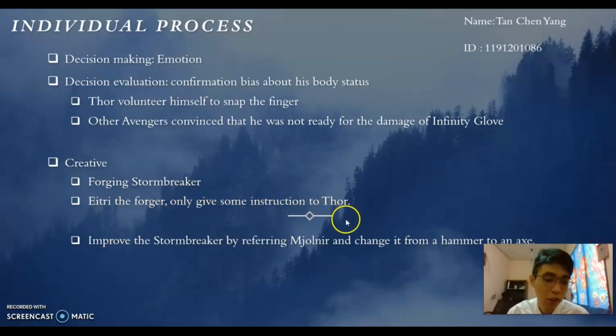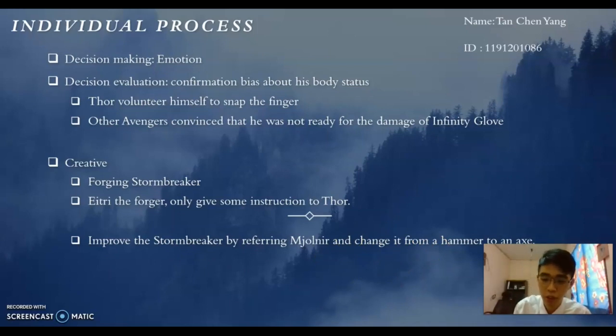So Thor improved the Stormbreaker based on the Mjolnir design and changed it from a hammer to an axe. So this can be proven where he has higher creativity. Now I'm going to proceed with team process.